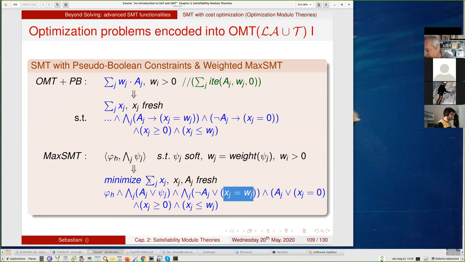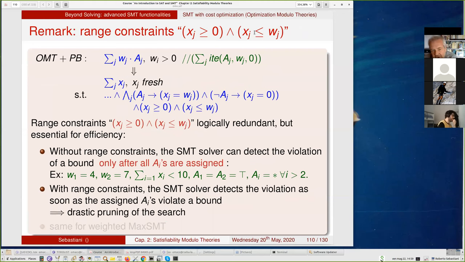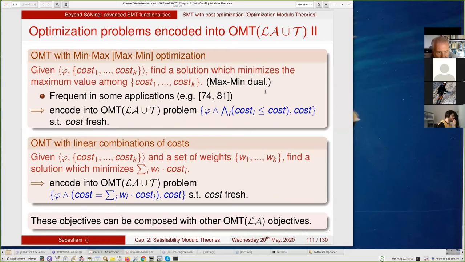Is this last fact clear? Yes, okay. So this is an explanation. I just said why we also added those constraints here.